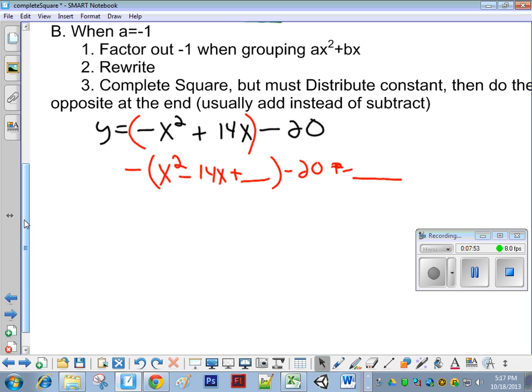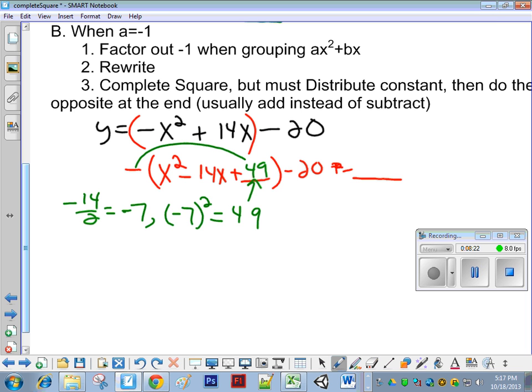Let's do our same deal. I'll still do the negative 14 over 2 to get negative 7. I'll square the negative 7, and I get 49. That 49 will indeed go right here. Now, where it gets different is I didn't really just add a 49 to this equation. Because I have this negative, in reality, what I did was I subtracted 49. So over here, instead of subtracting 49, I'm going to add 49 to offset the subtraction of 49.